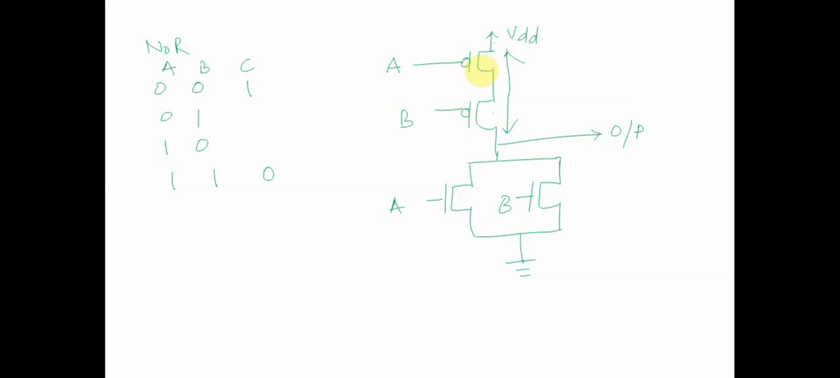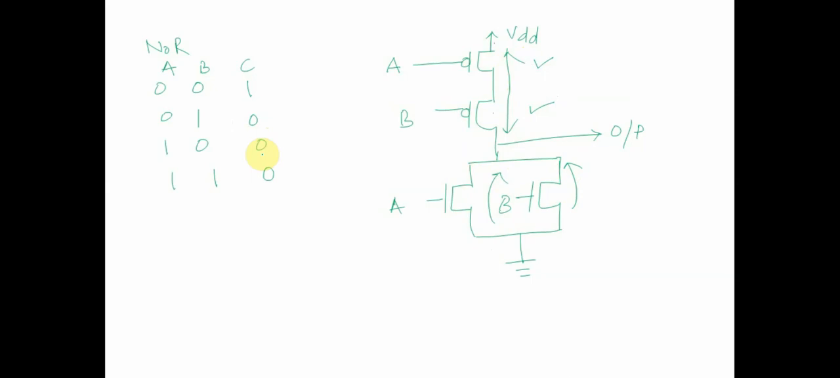And now if any one of them becomes 1, either this will be an open circuit or this would be an open circuit. But if any one of them is 1, there would be one short circuit either via this path or via this path. So my output will always be low. So this is the functionality of a NOR gate. This is how we were able to realize a NOR gate using CMOS technology.